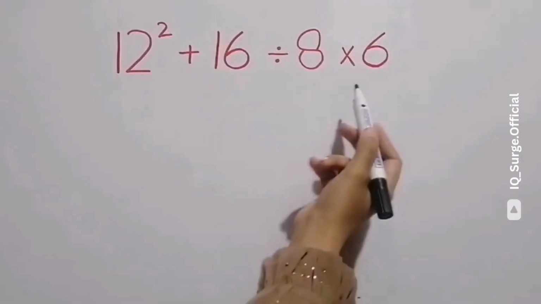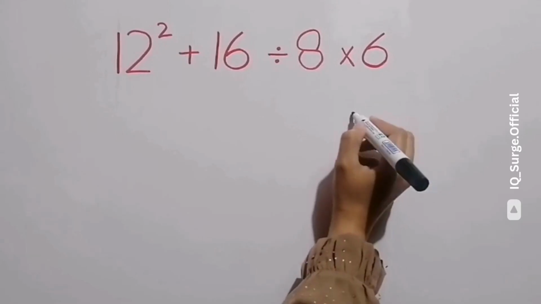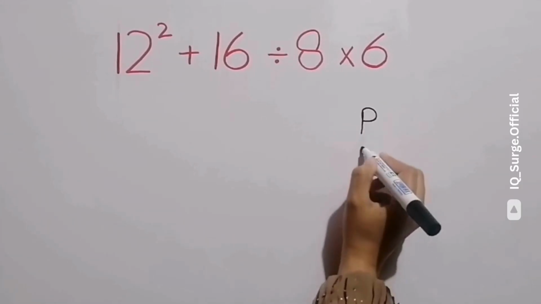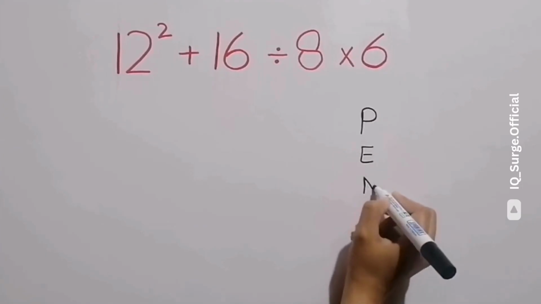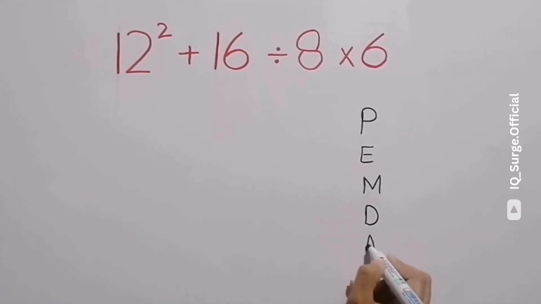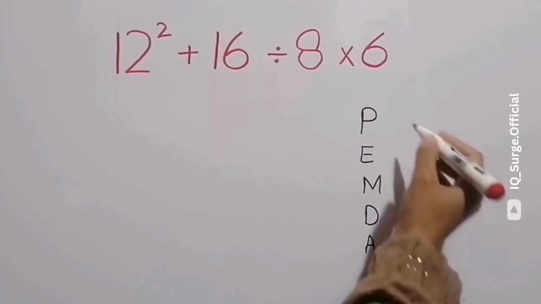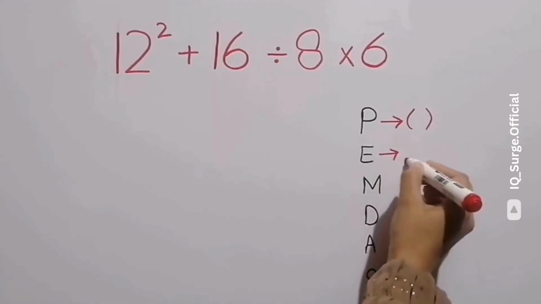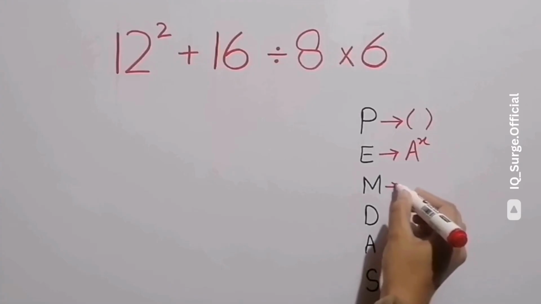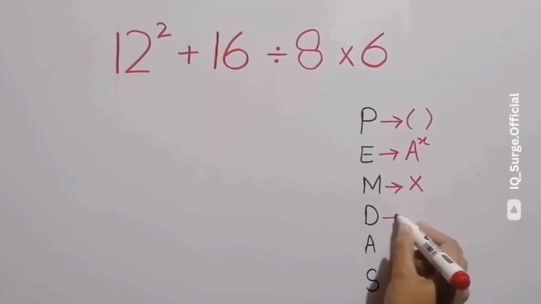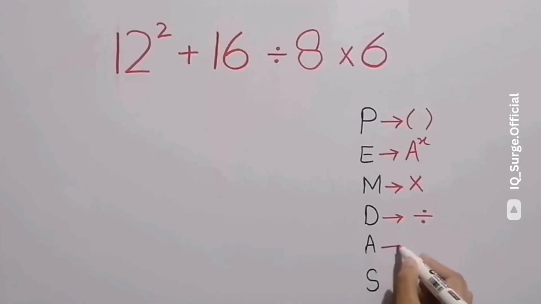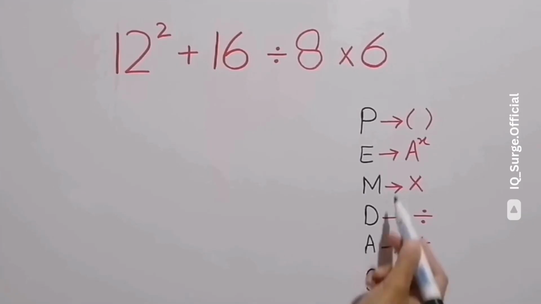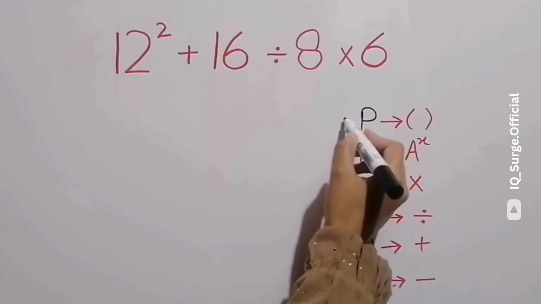To solve this problem, we must follow the PEMDAS rule. PEMDAS shows the priority of mathematical operations. In this rule, P stands for parentheses, E stands for exponent, M stands for multiplication, D stands for division, A stands for addition, and S stands for subtraction. We must perform all the operations strictly from top to bottom according to the PEMDAS rule.